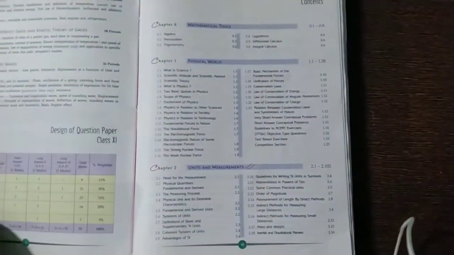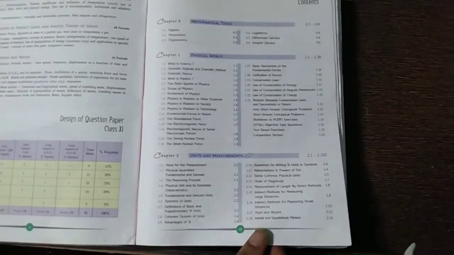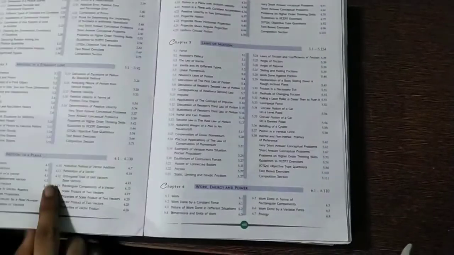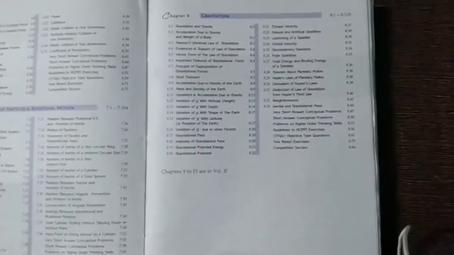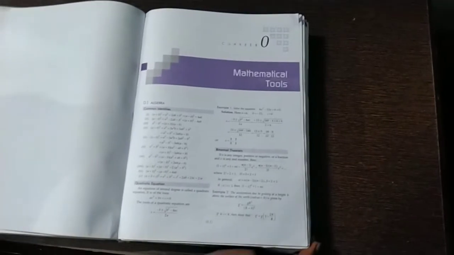It's the content of the book. You can see the syllabus of class 11: physical world, unit and measurement. Volume 1 has 8 chapters. This one is the last chapter, it is gravitation. You can see chapter 0 is also there.